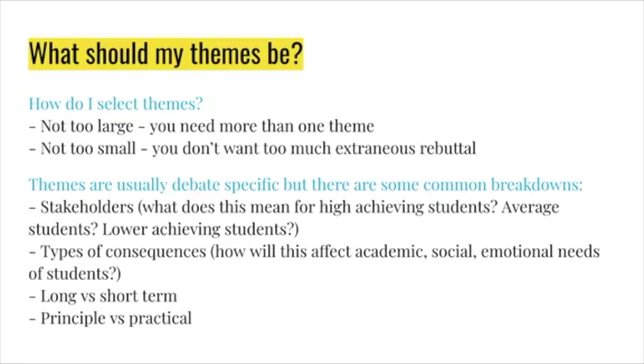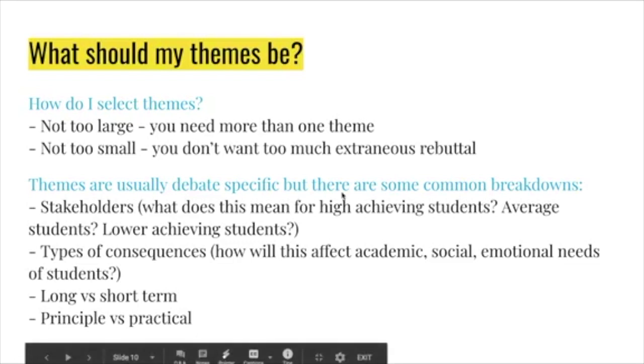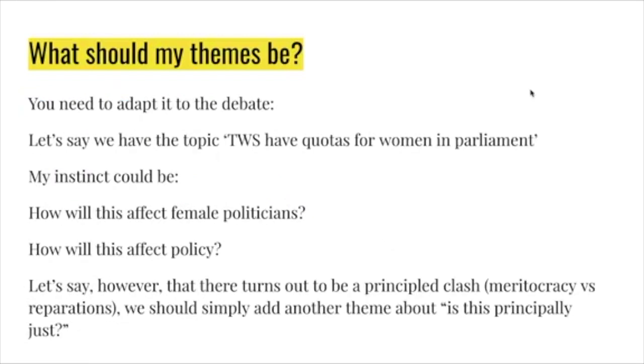And then finally, principle versus practical. Where you have an argument more about morals and ethics, you can distinguish that from the practical section of the debate, which is about the real world outcomes. And obviously you can combine these. So you could have a principle and then two stakeholders, or a long-term question and then a principle and a short term, or something like that. But those, I guess, are a good start for trying to decide what themes you will use. But we do need to adapt it to the debate.